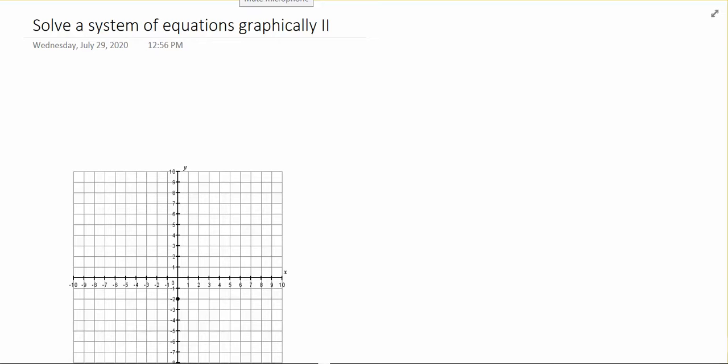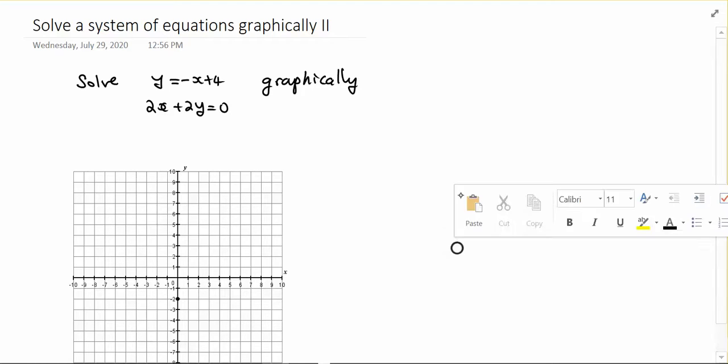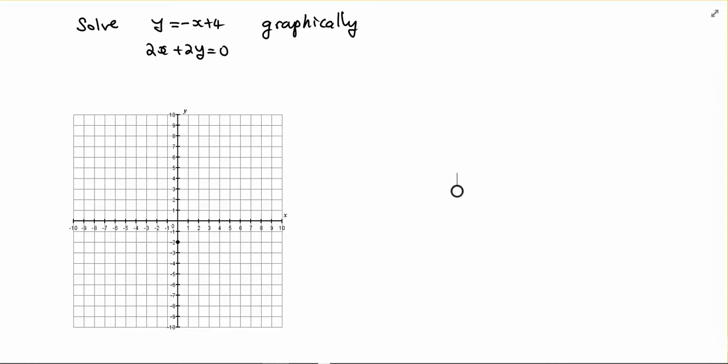So welcome to the second video on solving systems of equations graphically. So let's say we were given the following problem. We were told to solve y equals minus x plus 4 and 2x plus 2y equals 0 graphically. Okay, so I'm going to use this grid below to draw these two lines.